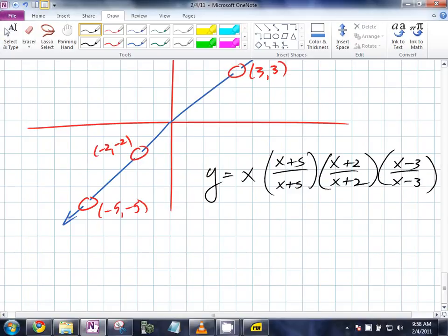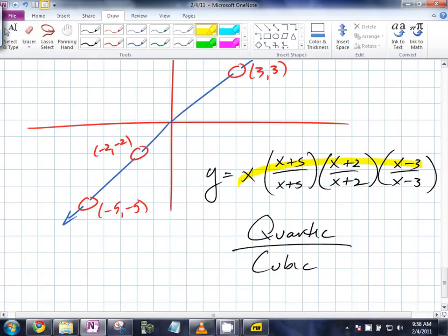Would it look much like y equals x? No. The top would be a quartic, 4th degree, and the bottom would be a cubic. Could you, being precalculus students, multiply these out if you wanted to? Sure. Would it take you a little while? Would it be really easy to make a mistake? Yeah. It's decently challenging. What's much harder?